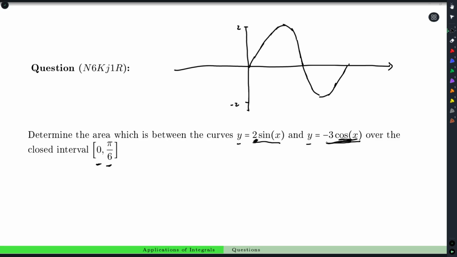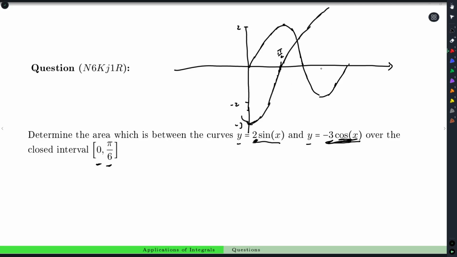Cosine starts at 1, but we're doing minus 3 cosine. So we're actually going to start all the way down here. Cosine normally would be like this, but since we're doing minus 3, we're reflecting it, so it's like that. So it'll be down here. And when sine reaches its peak, we reach our lowest, and then we go up here to 3. But since this happens at pi by 2, okay? Pi by 2 is where sine reaches its peak.